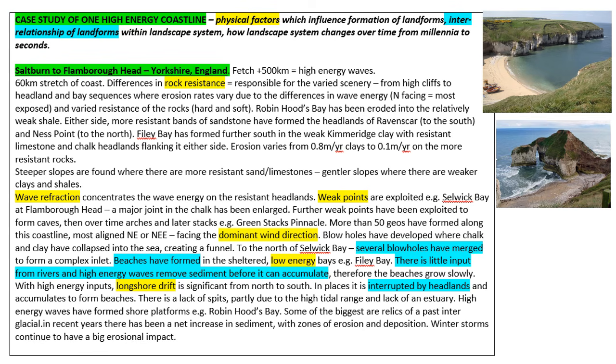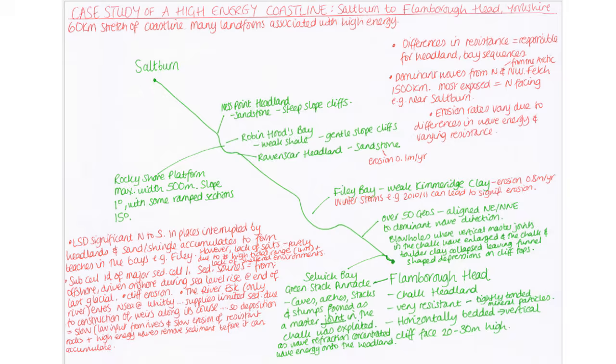High energy waves have also formed shore platforms, like in Robin Hood's Bay, and we've got some of the biggest relics of past interglacials. In recent years, there's been a net increase in sediment, and winter storms have continued to have a big erosional impact along this coastline. And there's just a diagram, if it helps you to draw it out as a diagram and to label the different landforms along the headlands.